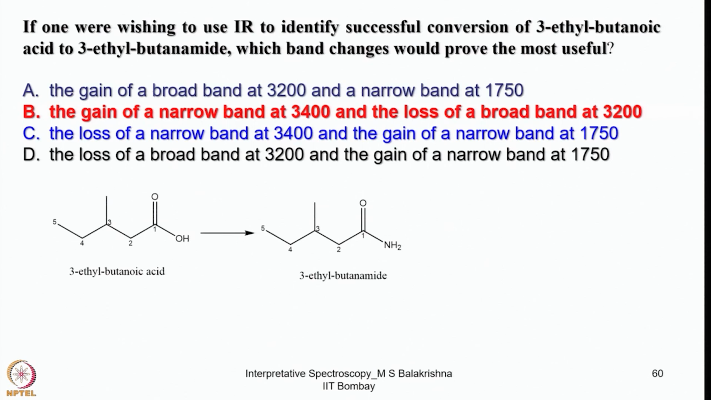The gain of a broad band at 3200 and a narrow band at 1750; the gain of a narrow band at 3400 and the loss of a broad band at 3200; the loss of a narrow band at 3400 and the gain of a narrow band at 1750; the loss of a broad band at 3200 and the gain of a narrow band at 1750. In all of them the CO group is there, so the CO group is almost unchanged. Initially we had OH, which disappears, and in its place we get NH. That means the 3200 band due to OH is disappearing. Probably option B is the correct one.